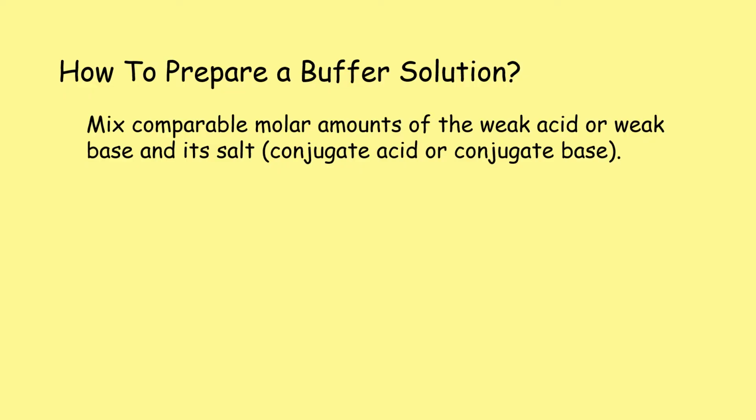How to prepare a buffer solution? We prepare a buffer solution by mixing comparable molar amounts or equal concentrations of the weak acid or weak base and its salt, or the conjugate acid or conjugate base. Let's say, for example, we mix a comparable amount of acetic acid and its salt, which is sodium acetate, to water. The equilibrium concentrations of both the acid and the conjugate base are assumed to be the same as the starting concentrations. A solution containing these two substances has the ability to neutralize either added acid or added base.